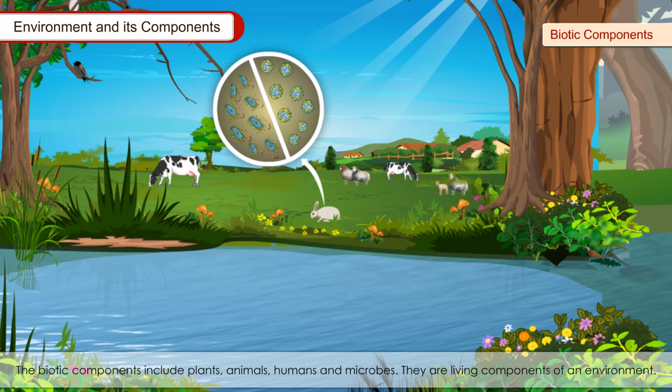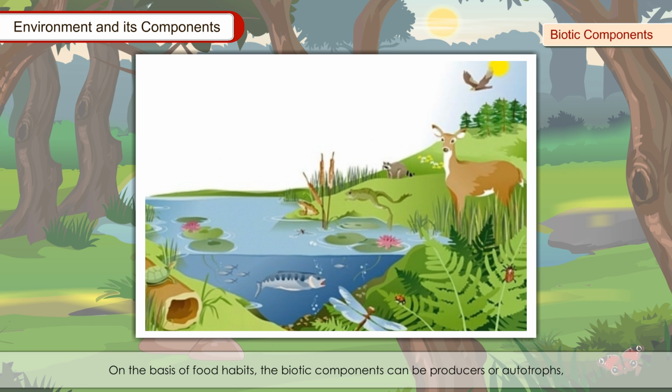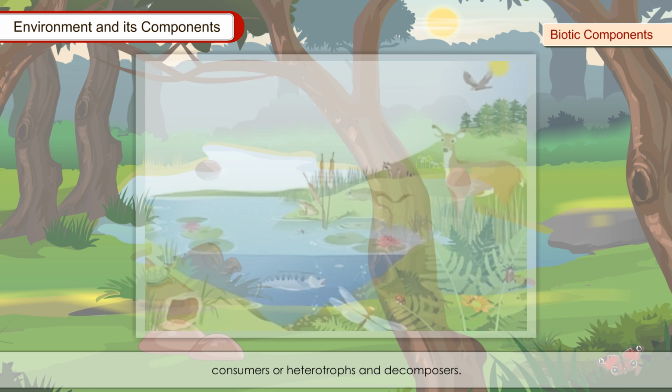Biotic components. The biotic components include plants, animals, humans, and microbes. They are living components of an environment. These may vary in their shape, size, forms, and food habits. However, the major difference in these living things is their food habit. On the basis of food habits, the biotic components can be producers or autotrophs, consumers or heterotrophs, and decomposers.